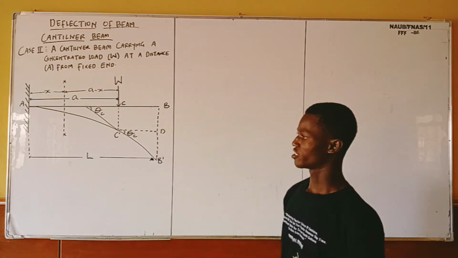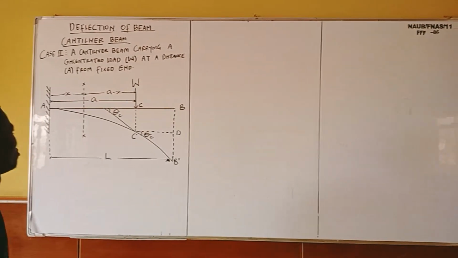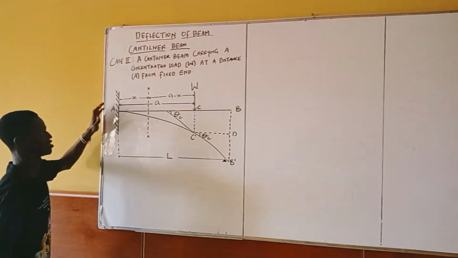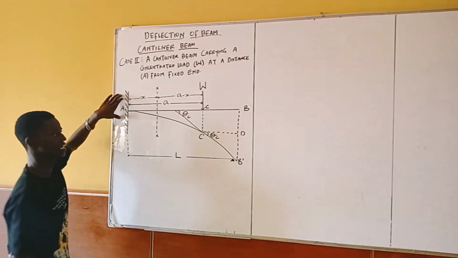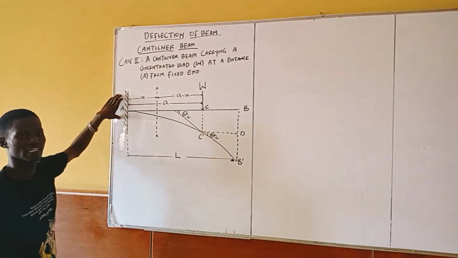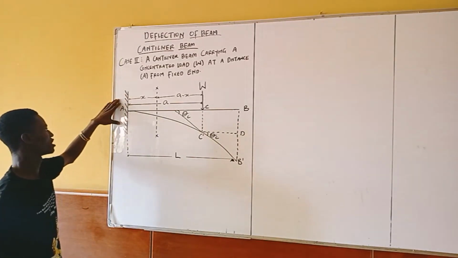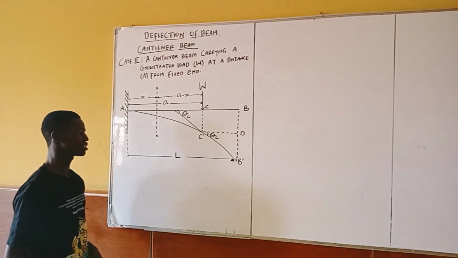Look at this diagram that I've drawn here. Let me explain the diagram for you so you can understand what you are really doing here. If you look at this diagram very well, you can see that at point A it is fixed, and at point B it is at a free end. This is what they call a cantilever beam, when a beam is fixed at one end and at the other end it is free. So L is the total length of the beam.